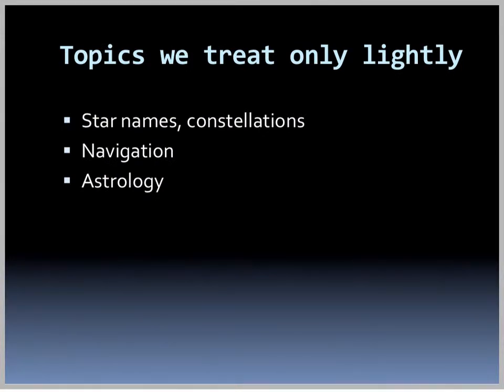Now, there are some topics we're really only going to look at very lightly. Things like star names and constellations. That's something that maybe if you went into amateur astronomy and were out looking at stars with your own personal telescope, you would need to know. That's not really what's important here. We really want to look at the science here. Things like navigation from the stars or astrology. We'll talk about those briefly, but those are not things that are going to be dealt with in this science class.